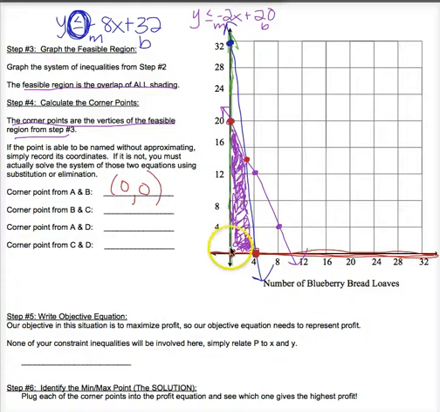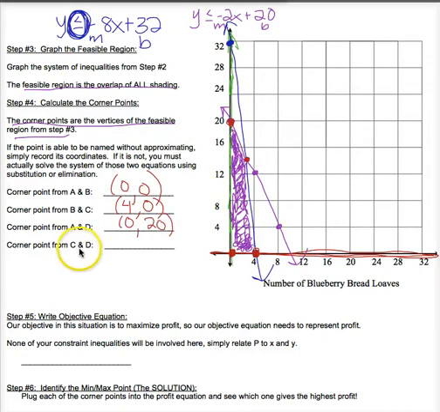B and C are this line and the blue line. Those overlap at 4, 0. A, which is the green line, and D, which is the purple line, overlap here. So that's the corner point for that. That's 0, 20.